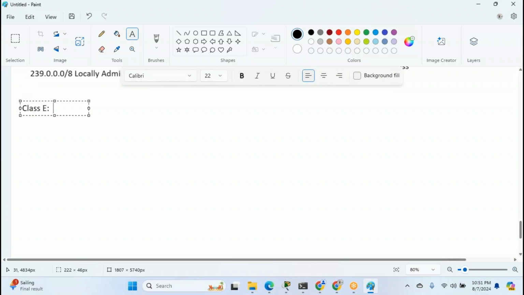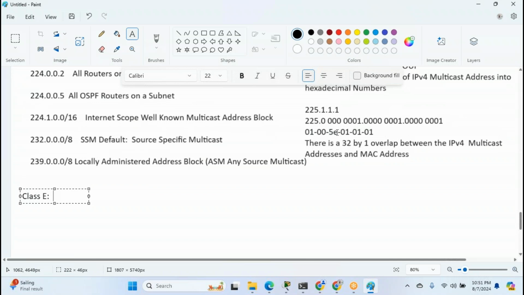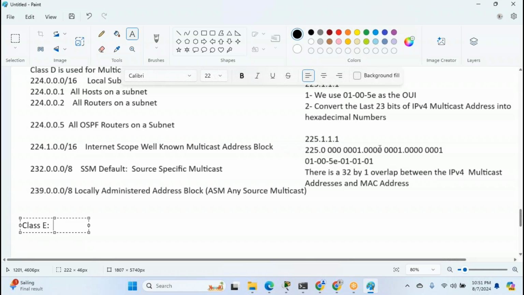Class E. Sir, any specific reason for this thing? Basically, the way we are converting it, we are converting the last 23 bits into hexadecimal numbers. So the last 23 bits are the same for 32 IPv4 multicast addresses: 224.1.1.1, 224.129.1.1, 225.1.1.1, 225.129.1.1, up to 239.1.1.1 and 239.129.1.1. So they are having the same last 23 bits. That's why this is an overlap.